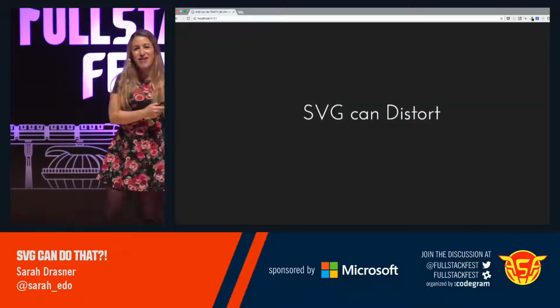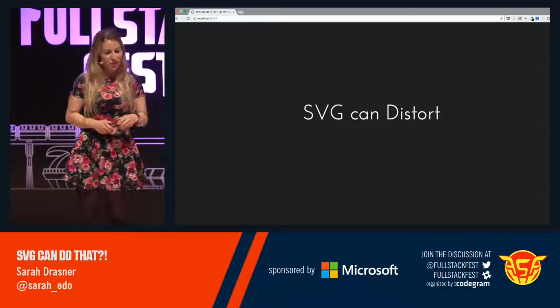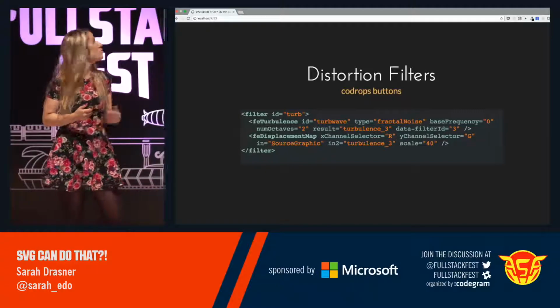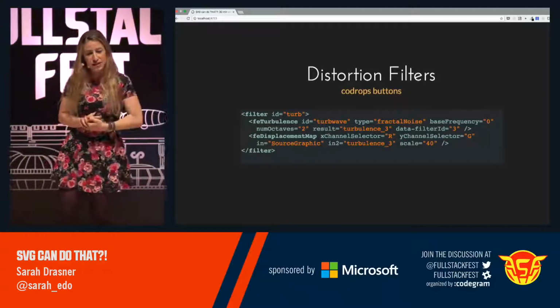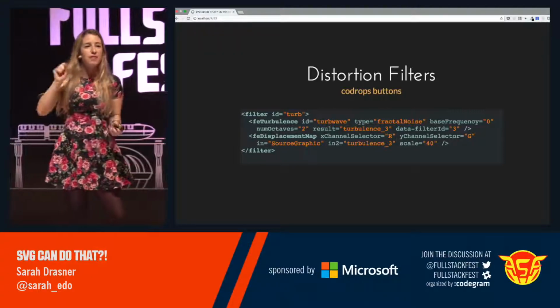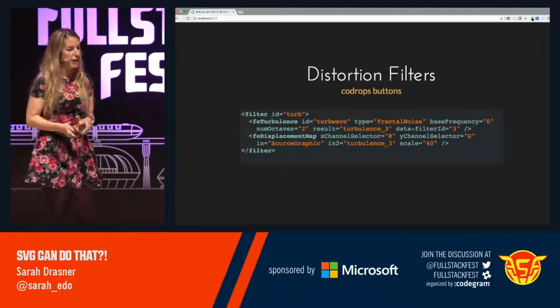So you might have noticed that SVG was distorting at the end there. So let's cover distortion really quickly and dig into how you can do that. Distortion filters are really awesome. There was this great Codrops demo with a bunch of buttons, and definitely the most impressive technique was you hit a button and this little ripple effect came out.